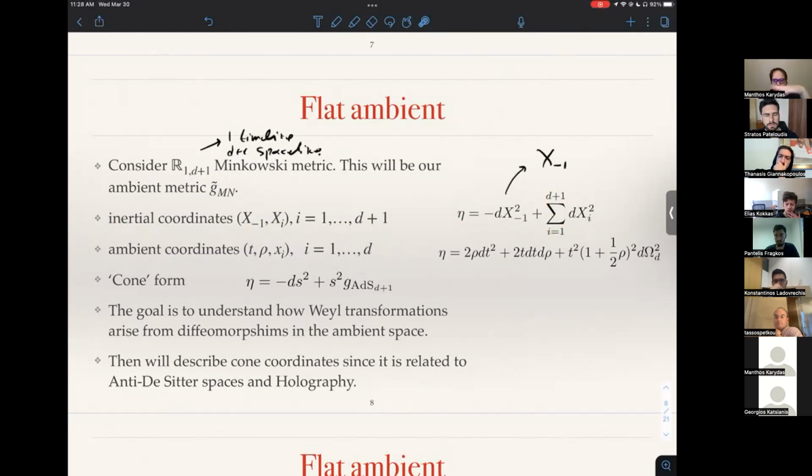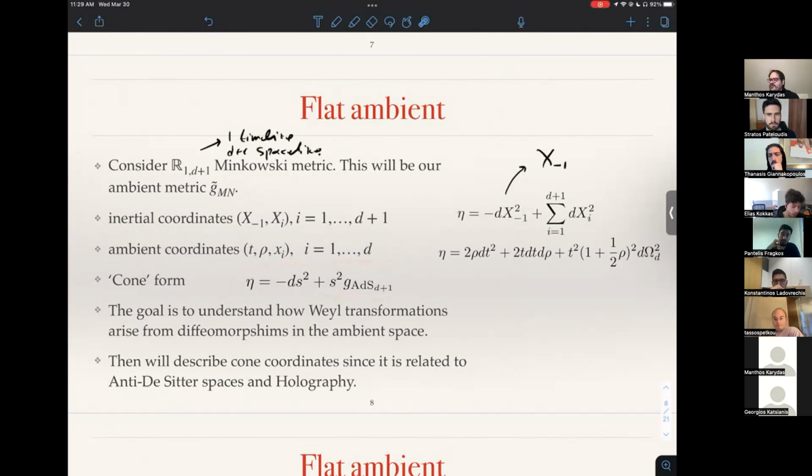I'll explain the coordinates in detail. Basically, we'll go to t, rho, and x^i, and the i go from 1 to D. And back to Padeli's question, that is the codimension 2 submanifold that I was talking about. And the third coordinate system is what Fefferman and Graham call cone form. I use that word because it looks like the metric on a cone for some reason. And it is given by this.